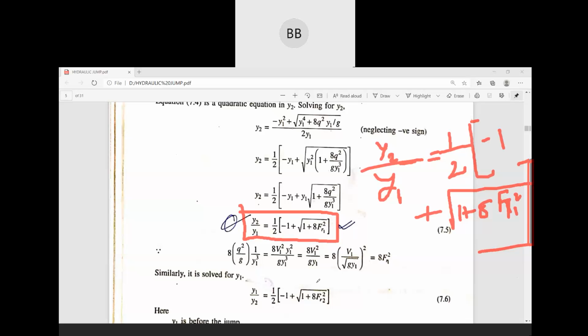So if you are planning to write any competitive exam, this equation is very important, so you have to remember this expression. This is the relationship between your depth of flow before the jump and depth of flow after the jump. So here y1 is depth of flow before the jump and y2 is depth of flow after the jump. So this is a very important equation, and this is very common. You can expect a question from this unit.